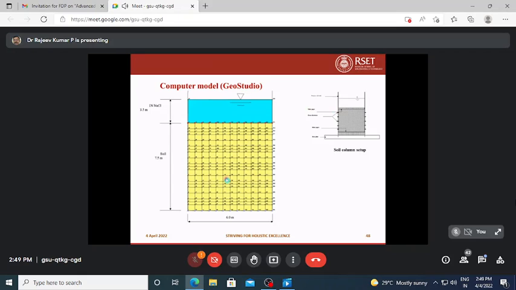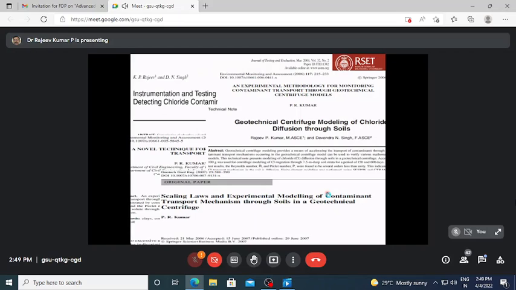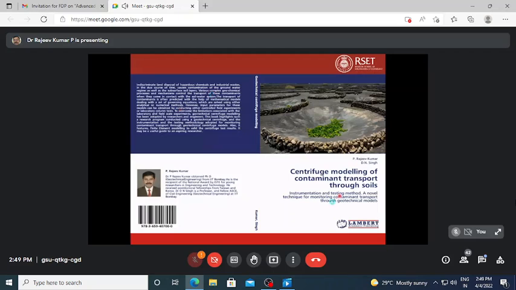You have to simulate such conditions in the GeoStudio modeling, and you can see here the centrifuge results and computed values. We have received a very promising and agreeable answer in this. And these are glimpses of some of the publications we have done. Nearly 12 papers were published from this work, along with a monograph. It has only a very small price, and if one is interested, it can be purchased.